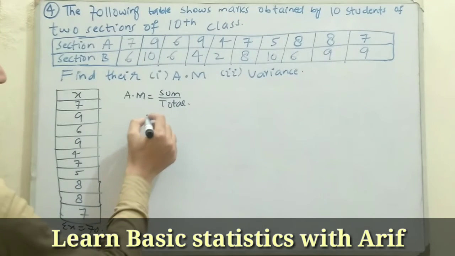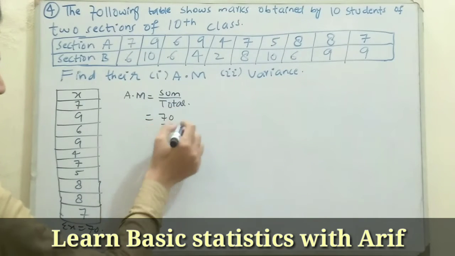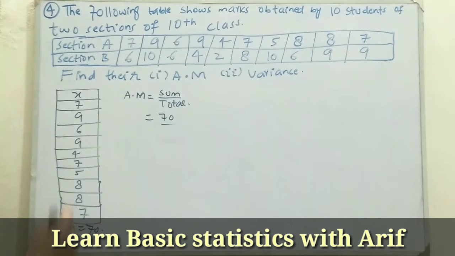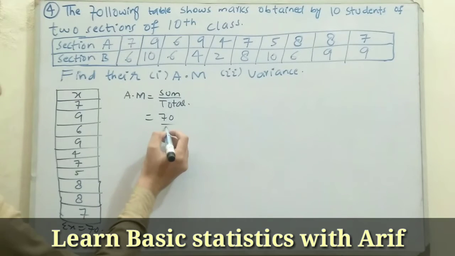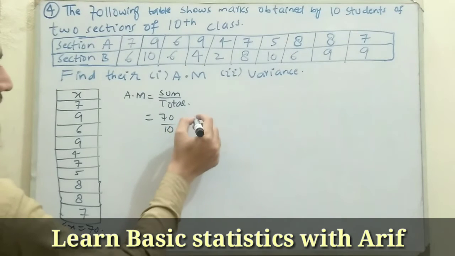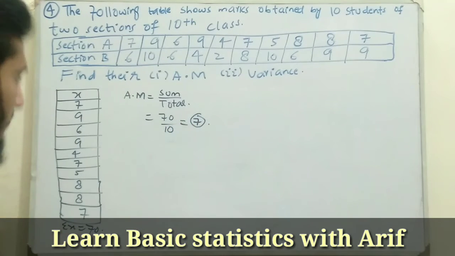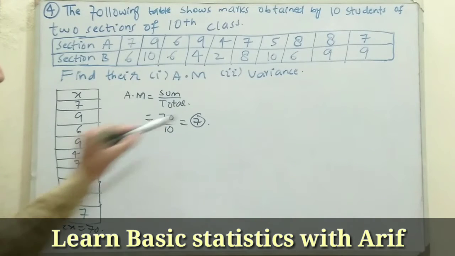So here put 70, because sum means the addition of all the numbers, and divided by the total number, which are 1, 2, 3, 4, 5, 6, 7, 8, 9 and 10. So put 10 over here. 70 divided by 10 gives us 7. So the arithmetic mean for section A students is 7.